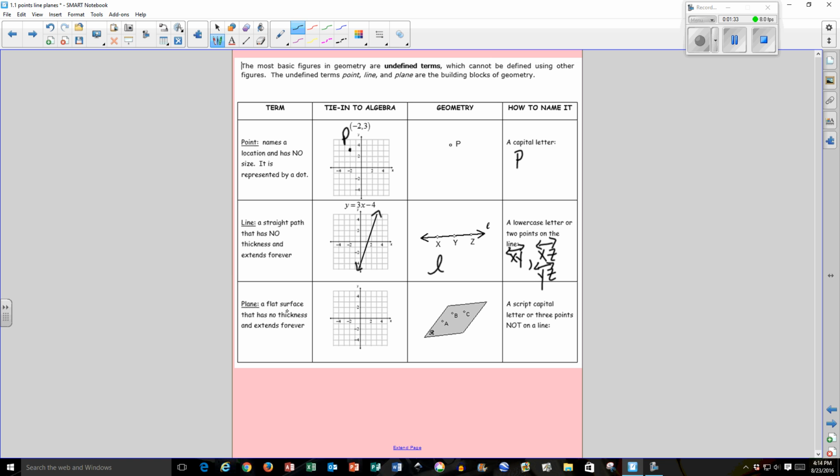A plane is a flat surface that has no thickness. It extends forever. So a coordinate graph would be a plane because it goes forever in the y direction, forever in the x. But in geometry, it's represented by a parallelogram. You choose 3 points, or you choose the cursive letter in the bottom to name it. So this could be named plane R, or it could be named plane ABC. You don't want to say A and B and C because then you're just listing points. You say ABC, and you're talking about a plane.